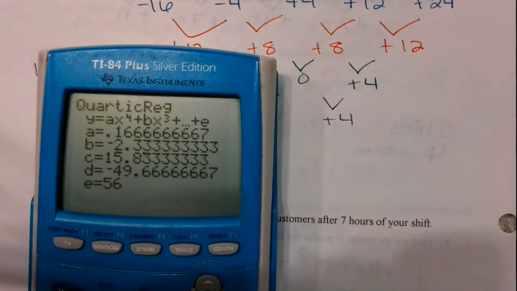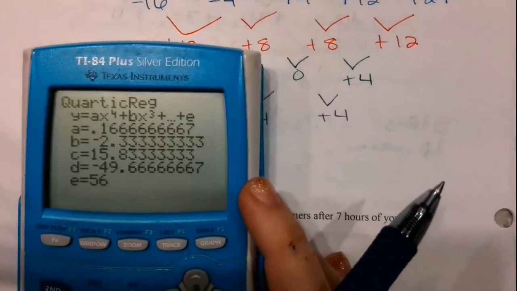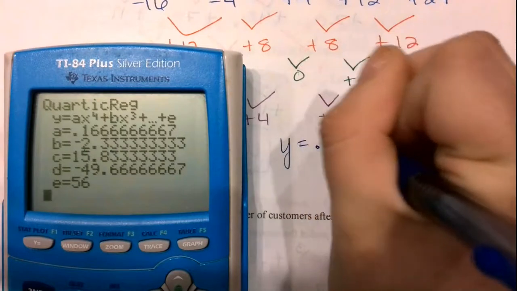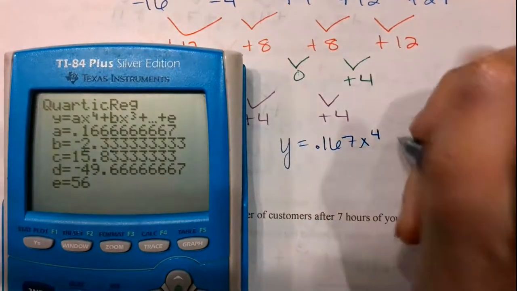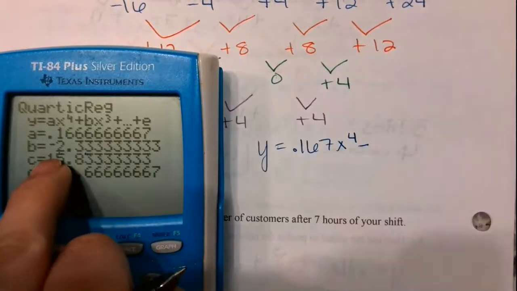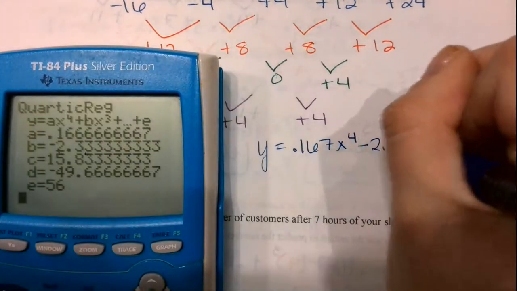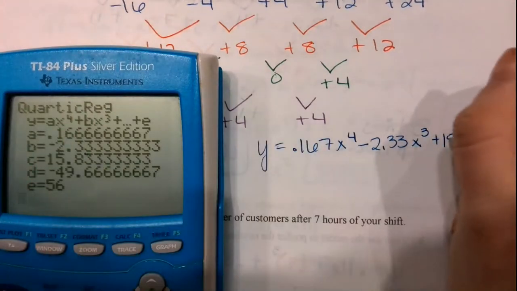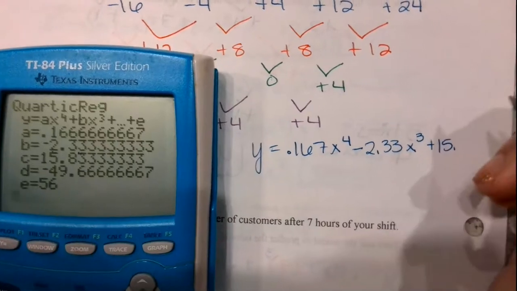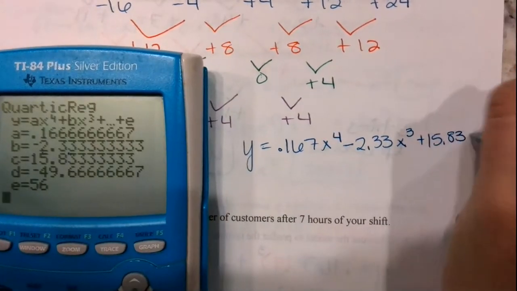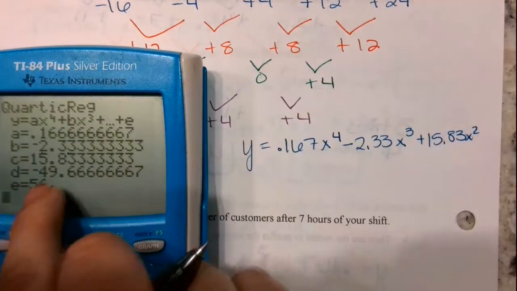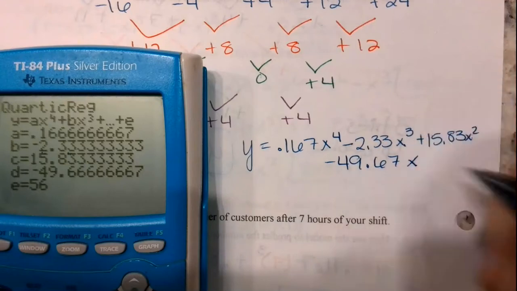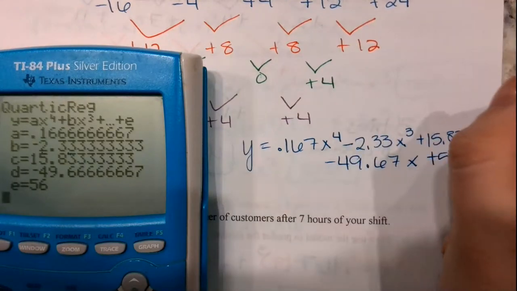Then this one I'm going to plug into my formula. So I have y equals, I'm going to do 0.167 x to the 4th minus, because it's negative, 2.33 x cubed. This one's positive, so plus 15 point, I shouldn't have written this so close to the edge of my paper, 83x squared. D is negative, so I'm going to do minus 49.67 x. E is positive, so plus 56.